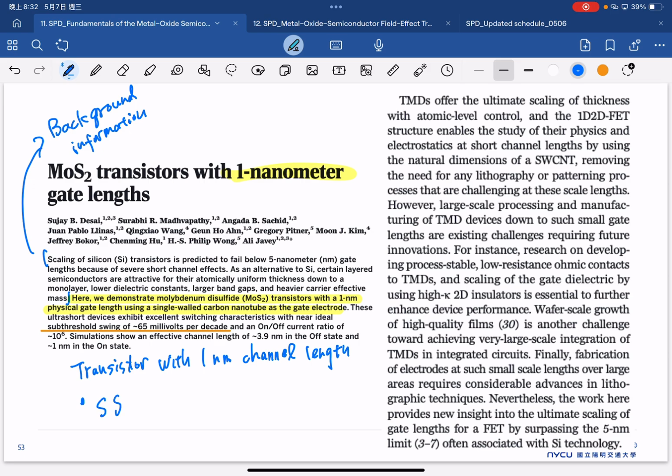So in this paper, they demonstrate their device can have a very low SS down to 65 millivolt per decade. And also another thing they demonstrate is a very good on-off current ratio of 10 to 6.